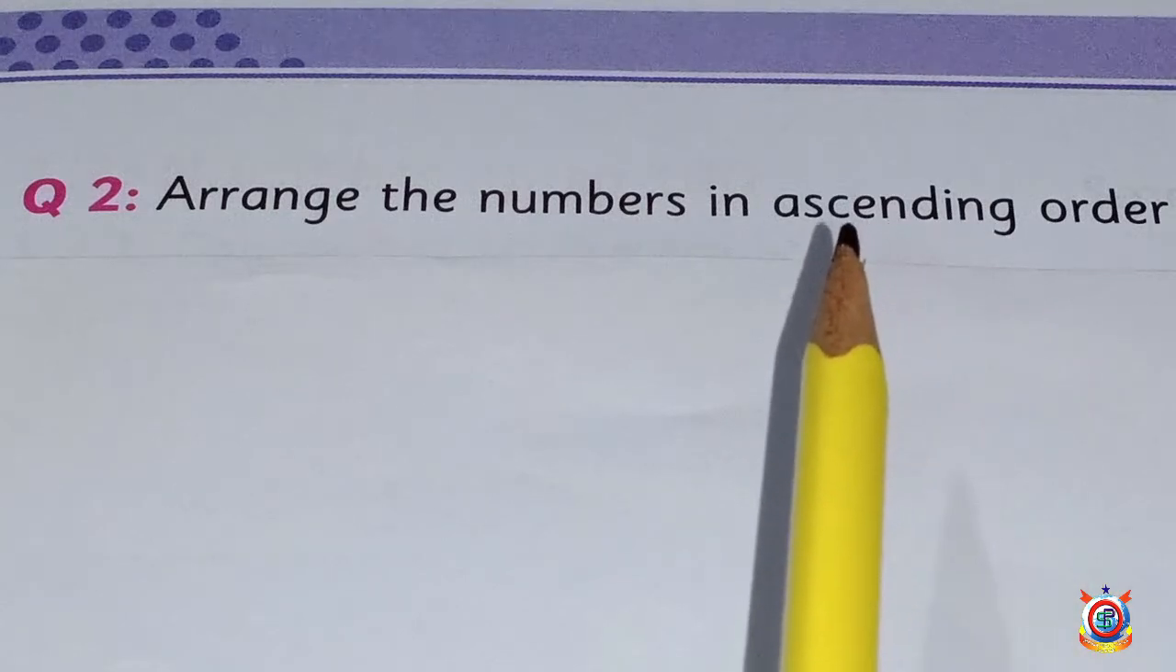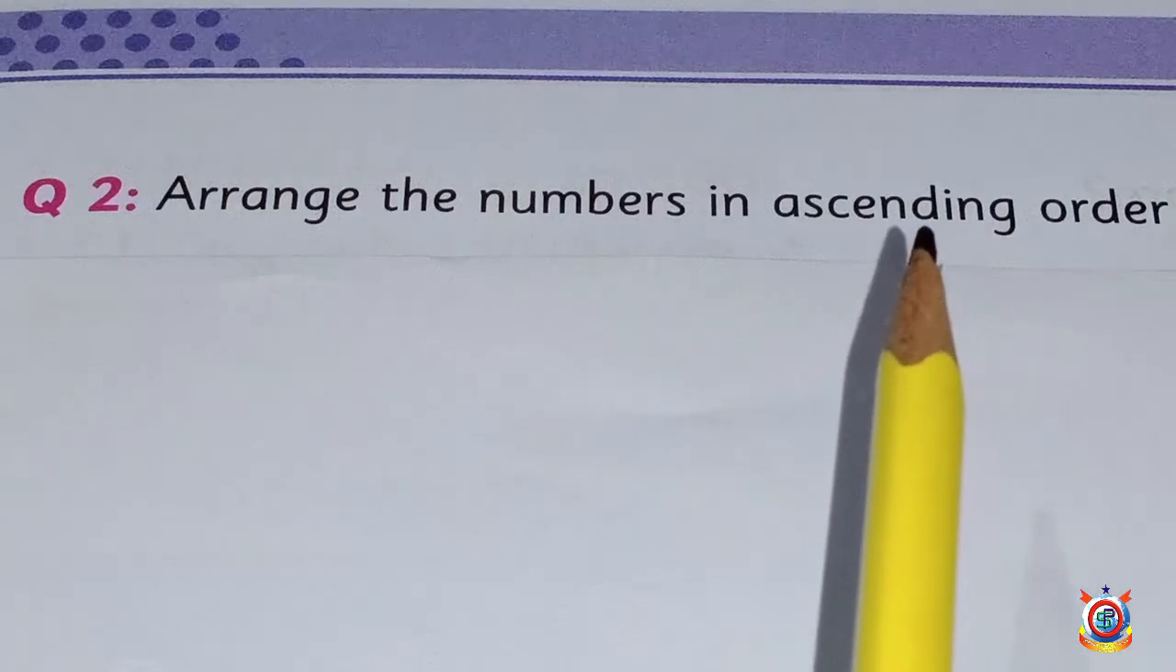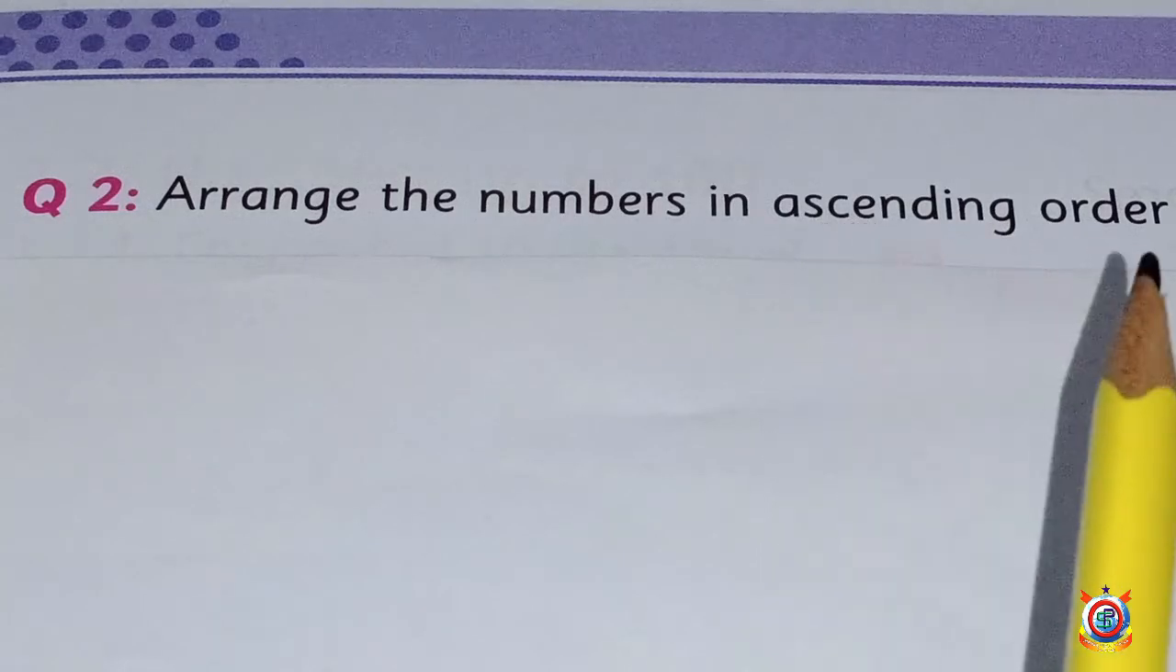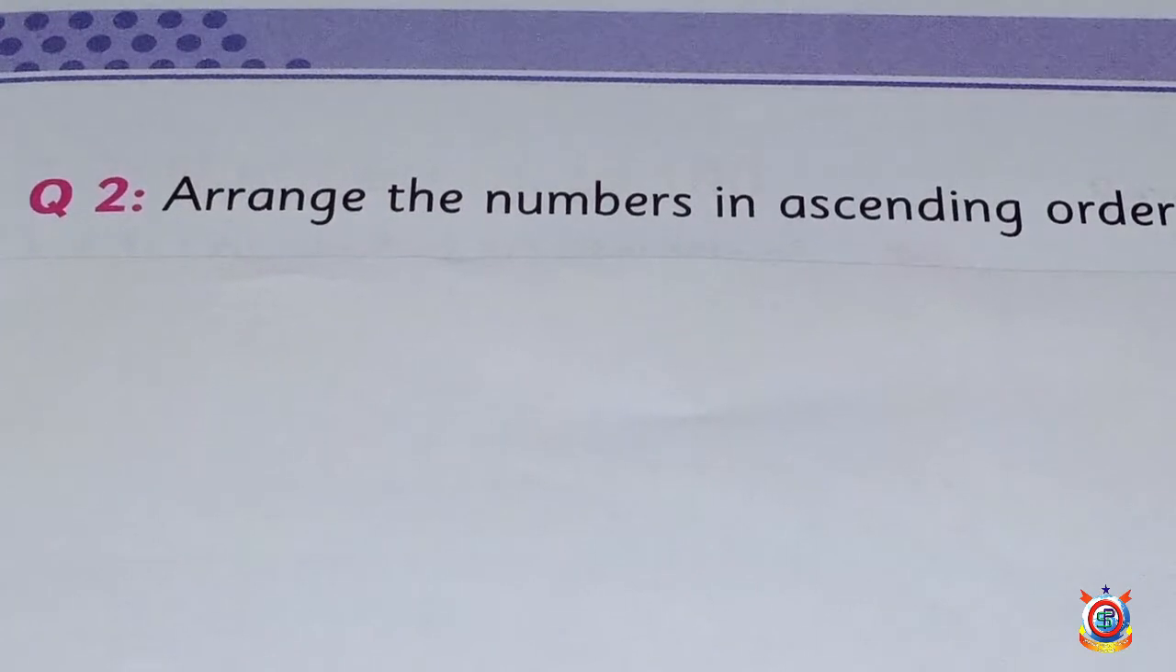Do you know, students, what is ascending order? We have also read it in our previous lecture. Ascending order means, yes, who will tell me? Very good. Ascending order means starting from the smallest number and going up to the largest number. So students, let's start our exercise.